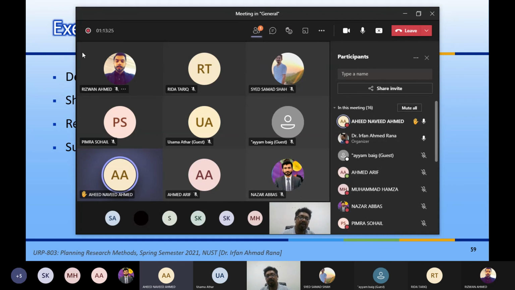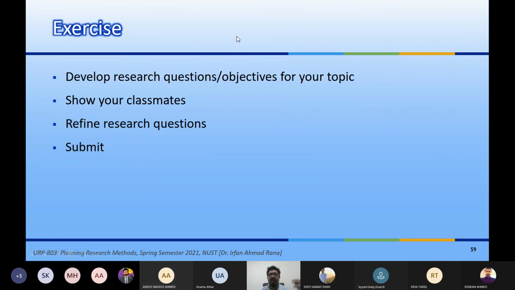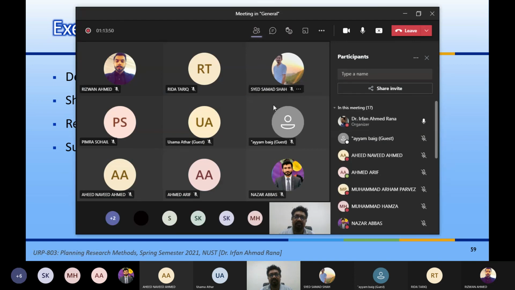Okay, so you just need to come up with four objectives or research questions based on your topic. You might have some things in your mind, so just propose four objectives and or research questions. That would be it.